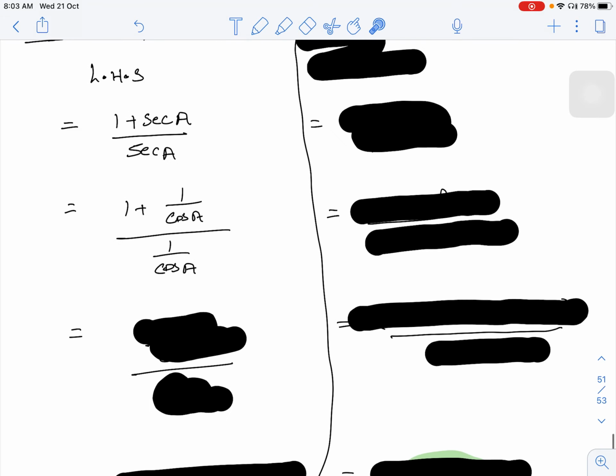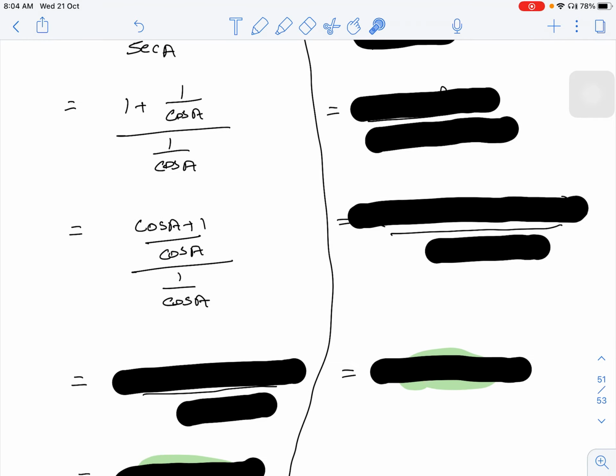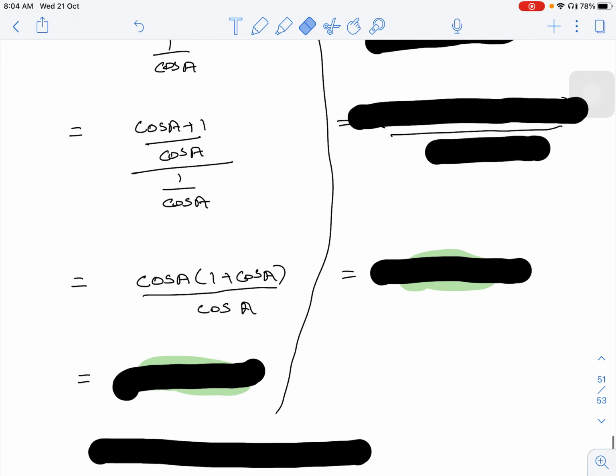Now in next step what we are going to do, this cos A will multiply to 1, so cos A into 1 will be cos A plus this one as it is. Okay, so we will get in next step cos A plus 1 upon cos A, and the denominator as it is. Now here it can be seen that we can cancel this cos A and cos A. Or if you want you can bring it in the numerator also. So in next step you get it in this way. Now this cos A will multiply to the numerator and this one will multiply to this cos A. So we get here cos A in bracket.